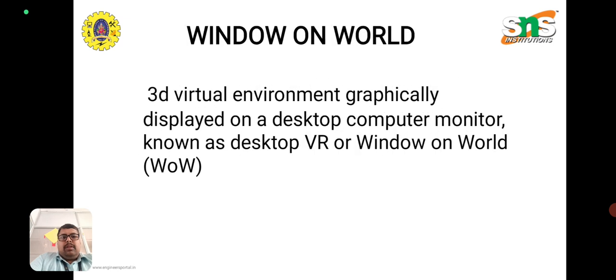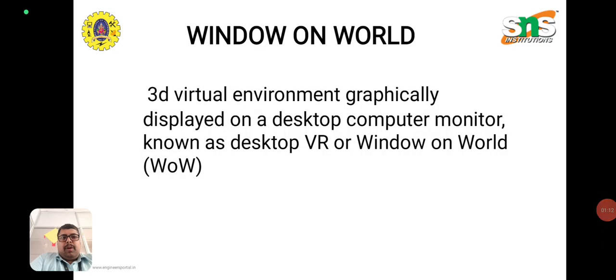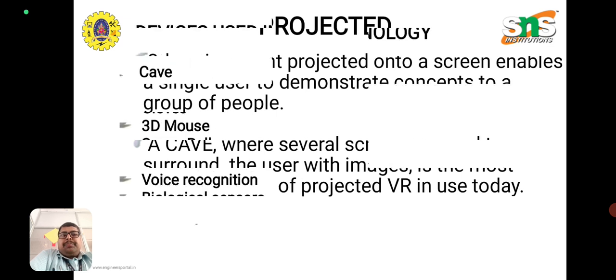Window on world. It is a 3D virtual environment graphically displayed on a desktop computer monitor. It is known as desktop VR or window on world, that is WoW. Projector: the 3D environment is projected onto screens, allowing a single user to demonstrate the concept to a group of people. A CAVE, where several screens are used to surround a user with images, is the most advanced form of projector VR in use today.